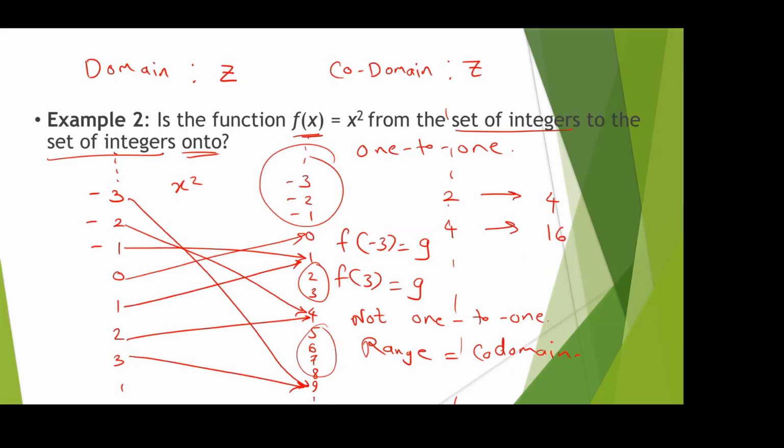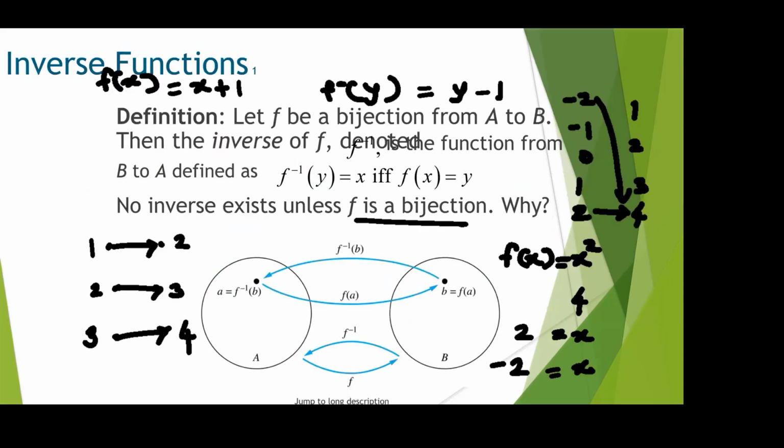So let's see the definition of inverse function. Let f be a bijection from A to B. Then the inverse of f, denoted f inverse, is defined as f inverse of y is equal to x if and only if f applied on x gives y. So now this is the image, and from B, when we apply f inverse, we get the pre-image. By definition, if we apply the inverse on B, we get the original element A back. So if this is my function f, then from codomain to domain, we call this function f inverse.